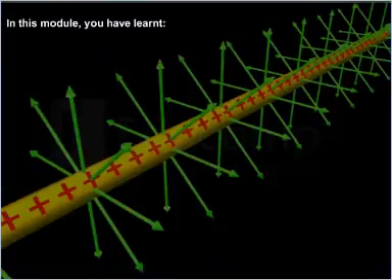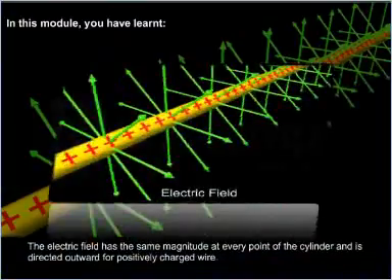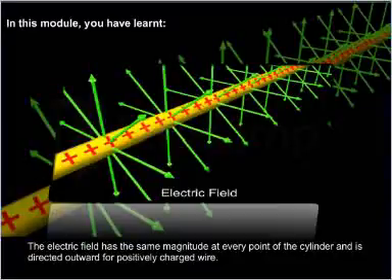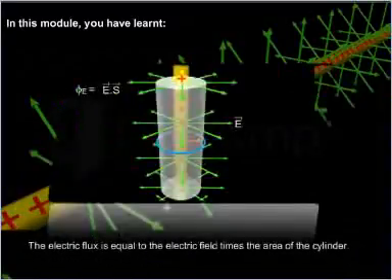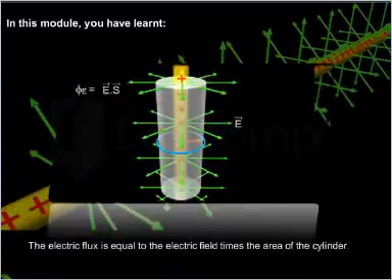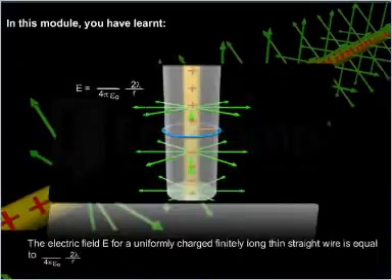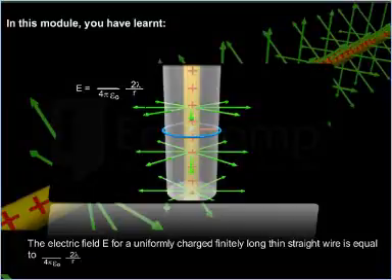In this module you have learned the electric field has the same magnitude at every point of the cylinder and is directed outward for a positively charged wire. The electric flux is equal to the electric field times the area of the cylinder. The electric field E for a uniformly charged, infinitely long, thin, straight wire is equal to 1 upon 4 pi epsilon 0 times 2 lambda upon r.